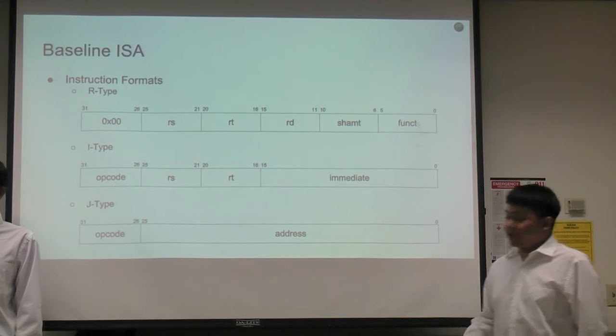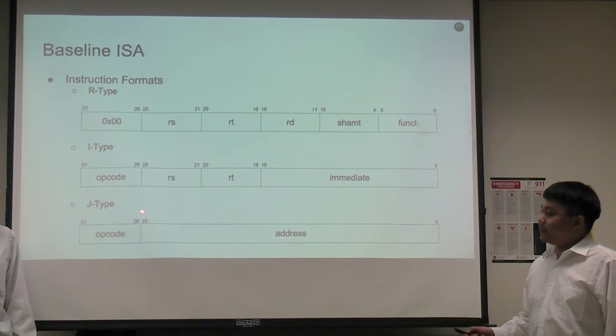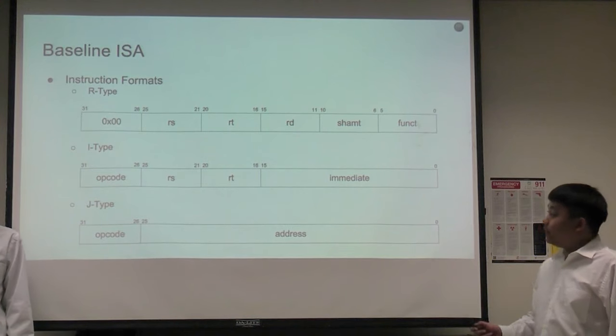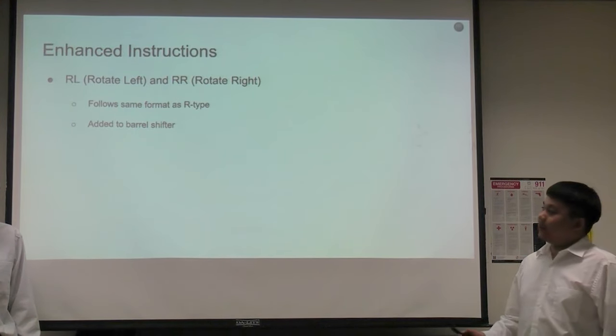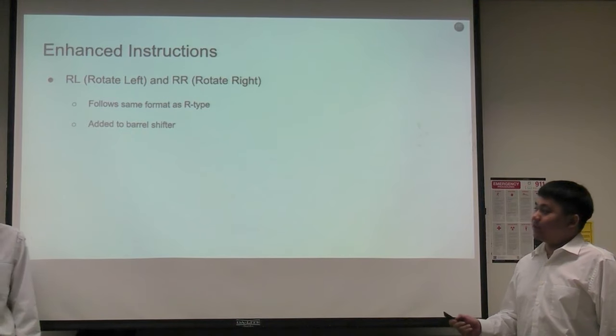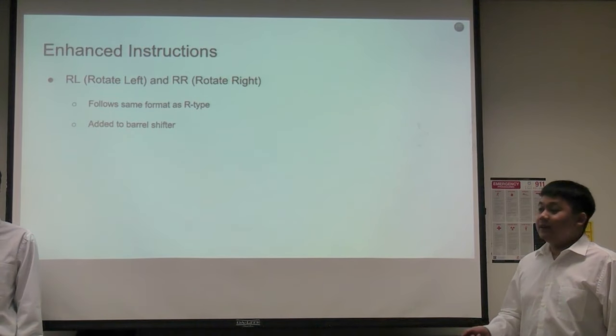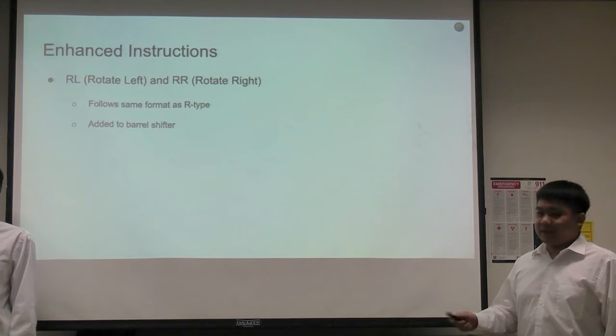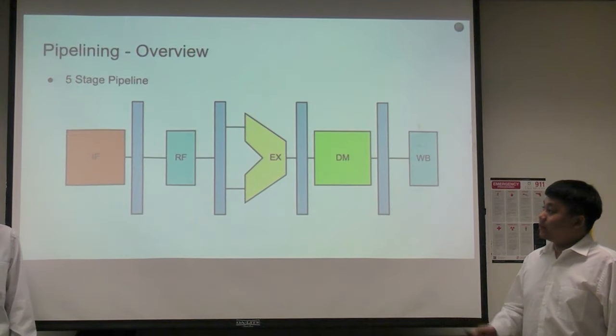So moving on to our instruction formats, we have the R, I, and J type and their respective fields here. And our enhanced instructions that we put in are rotate left, rotate right. We use the same format as the R type, so we add it to the barrel shifter and we can shift or rotate the data based on the shift amount. Alright, so we'll move on.